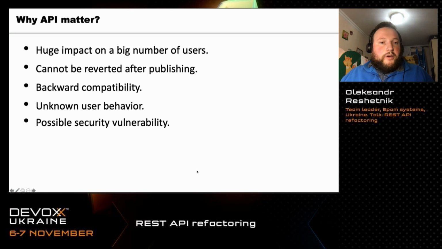So API has a huge impact on a big number of users. Any change, any issue, any defect has a huge influence. It cannot simply be reverted after publishing. You should always pay attention to backward compatibility. You will always have some unknown, unexpected user behavior, and it can break your ecosystem, your API. And it always opens gates; security vulnerabilities are always possible.